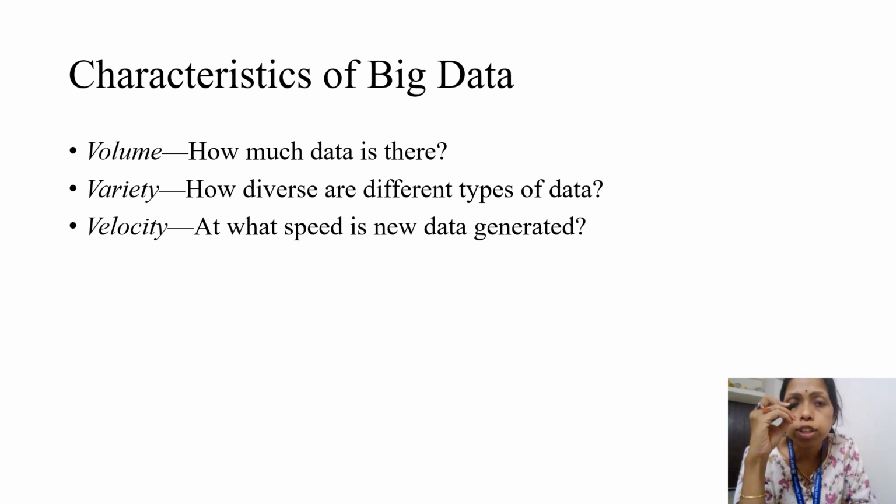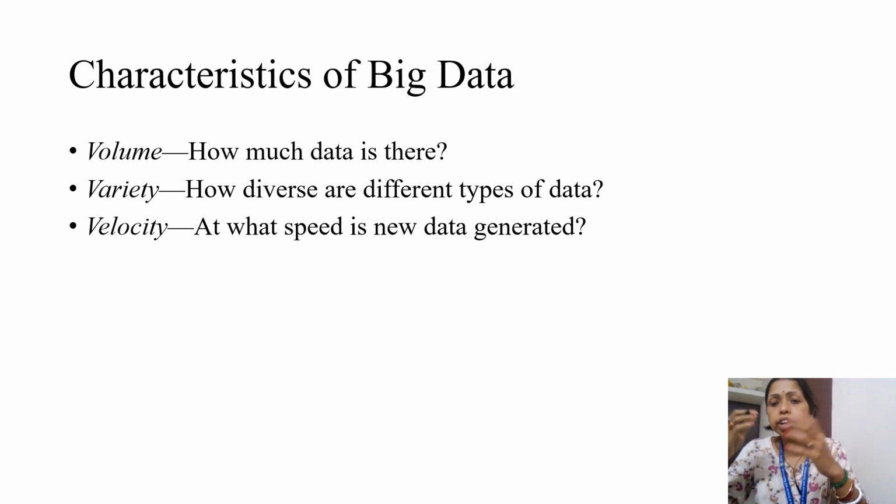So in big data there are various features. One is volume, another is variety, another is velocity. Volume means how much data is available. Variety means various types of data will be there. Their attributes will be various, and their data types will be different. Velocity means at what rate you are getting the data. So this is about velocity.